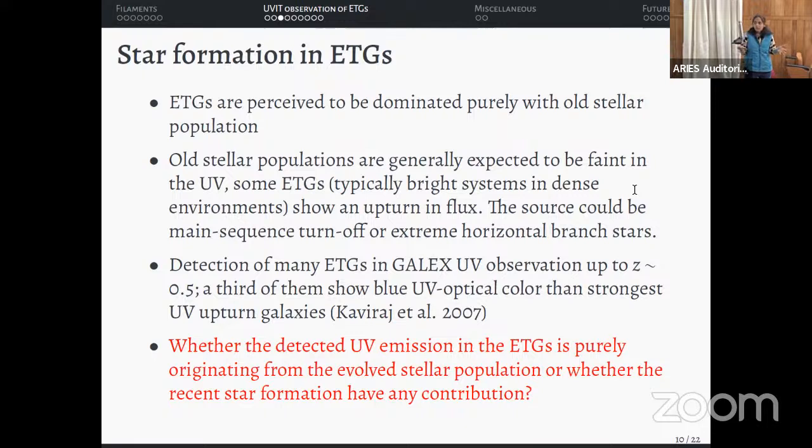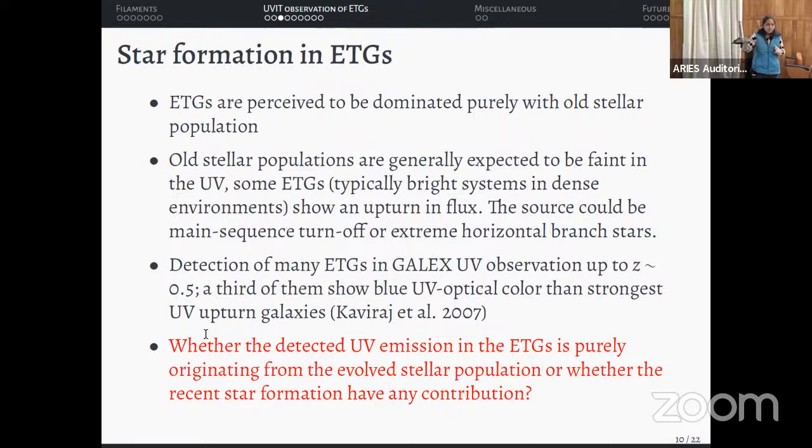It is assumed that for early type galaxies, the UV emission is coming from extreme horizontal branch stars. But we have detected UV emission up to redshift 0.5, and at that redshift, the presence of extreme horizontal branch stars is highly unlikely. Also, for the detected elliptical galaxies, one-third of them have bluer optical colors than the strongest UV upturn galaxies. This tells us that there may be some recent star formation going on in these galaxies.